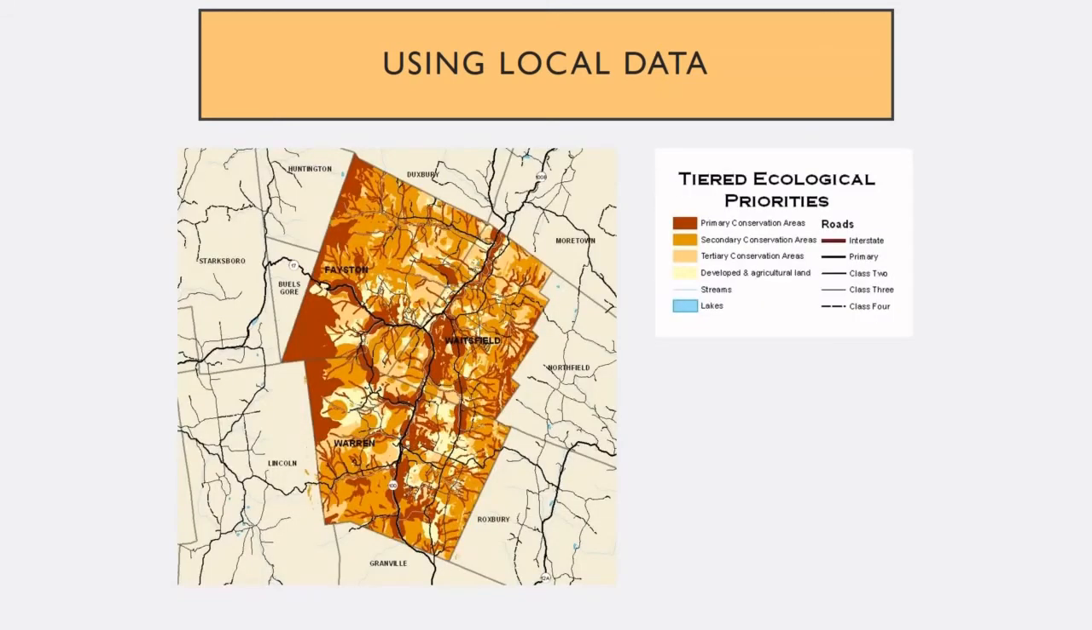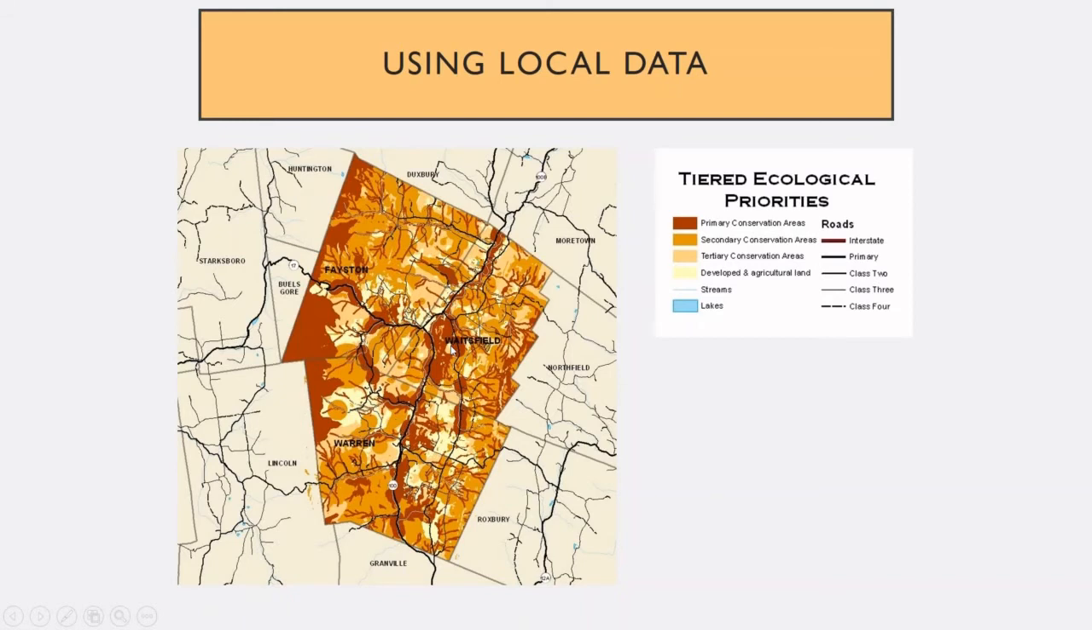And it allowed them to come up with a map like this, which they call the Tiered Ecological Priorities Maps, which, using their local data, they could identify some areas that were highly sensitive, and they wanted to make sure that they didn't want anything to happen to these areas. So those primary conservation areas are in red. And as the colors get lighter, they decided, well, these are a little bit more flexible in terms of what happens there in the future. And you'll notice that in this map, some areas were picked up that weren't identified at the state level by those state level resources, but this local data was responsible for picking it up and adding it to the list.